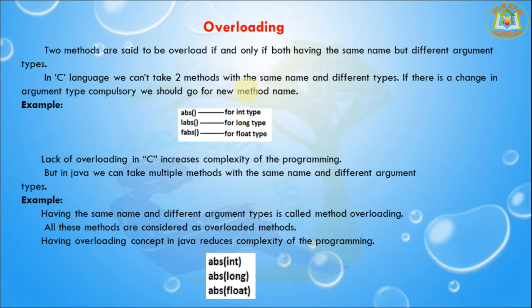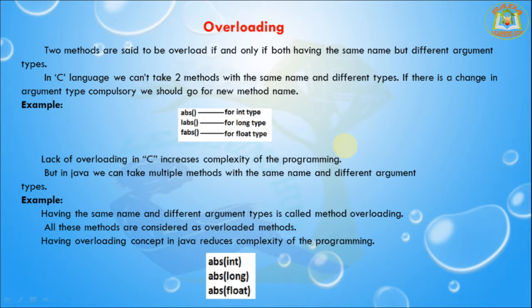For example, see here, this is the abs method for the int type. This is the labs method for the long type. This is the fabs method for the float type, and so on. Lack of overloading in C increases the complexity of the program. But in Java, we can take multiple methods with the same name and different argument types.